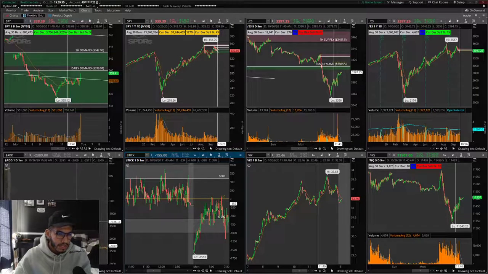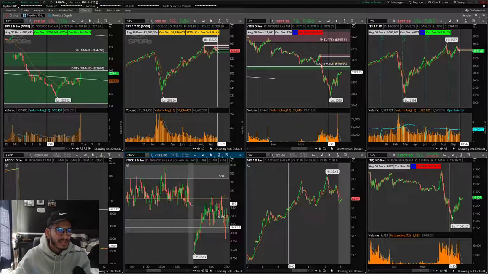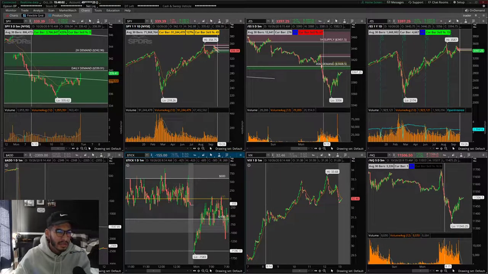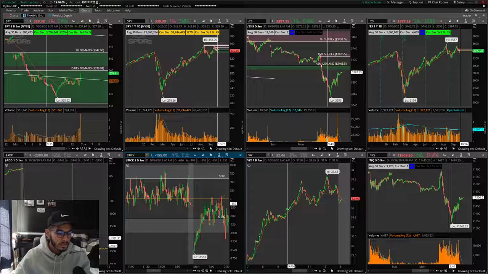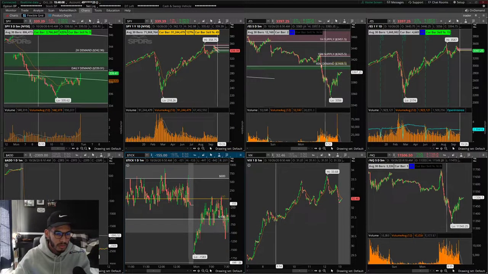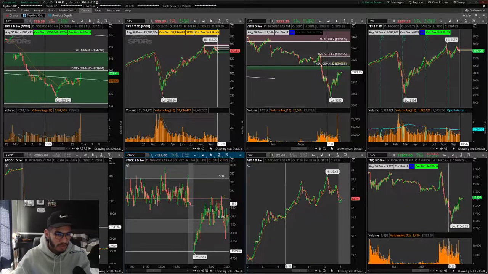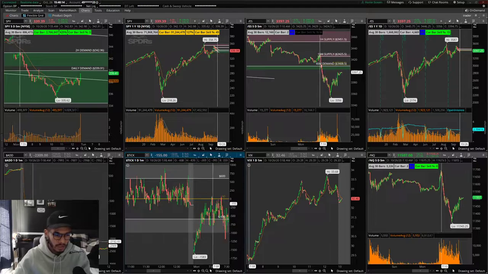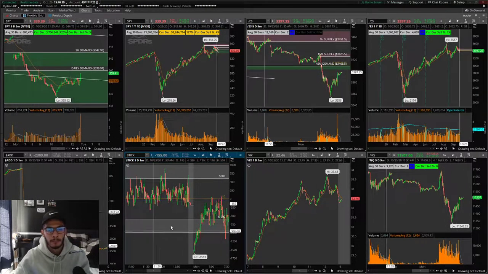ADD is, I believe, the advance decline something. But what ADD shows me is if most stocks are trending upwards or downwards. So ADD takes an average of that and shows me if the overall market is trending upwards or downwards.